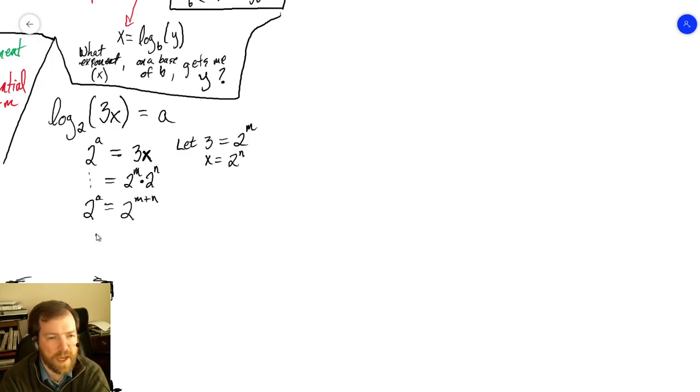Well, this means that a is equal to m plus n, because if our bases are the same, then our exponents must also be the same. This comes about because they are one-to-one functions, and I should probably mark that.